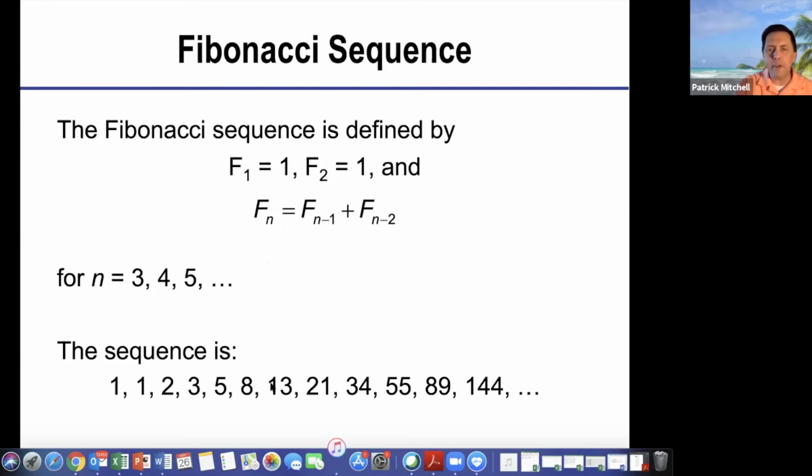And really the simplest way to do it is to just start writing them down, and every time you need a new number, just add the previous 2. So 1 plus 1 is 2, 1 plus 2 is 3, 2 plus 3 is 5, 3 plus 5 is 8, 5 plus 8 is 13, et cetera, et cetera. That's called the Fibonacci sequence.